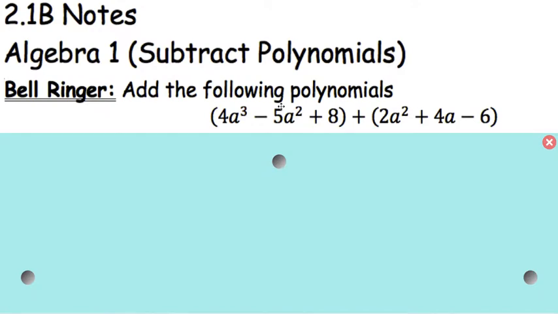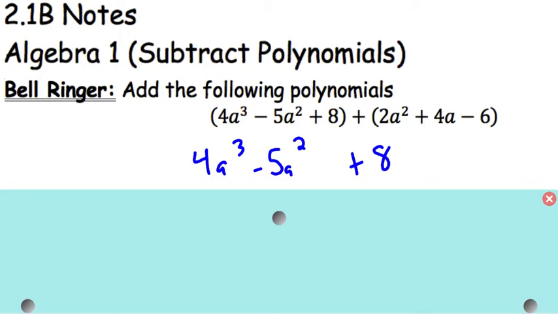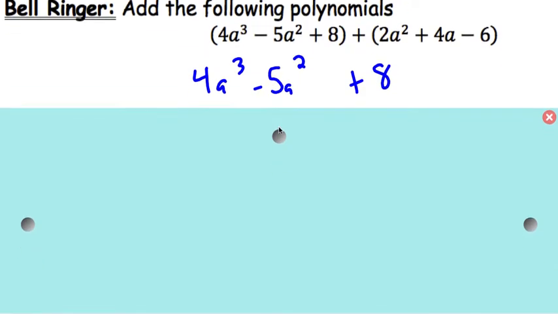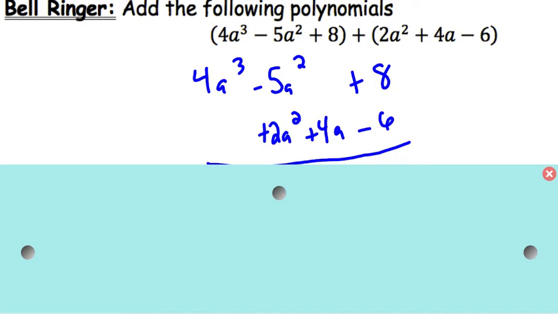First thing that we did was we put our first one in a column. We just kind of listed them. So 4a to the third minus 5a squared. I left a little space here because we didn't have an a term and we do have an a term here, so I just left a little gap so when I make my columns there's a space for that. And then I listed my second ones, again putting them in the columns with those correct terms.